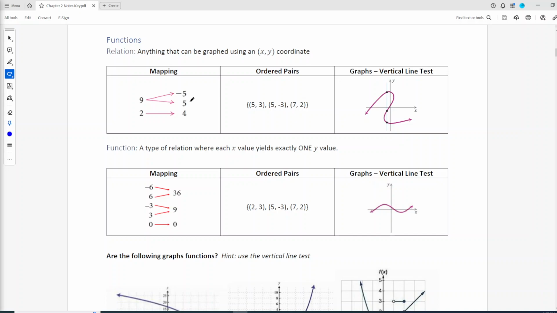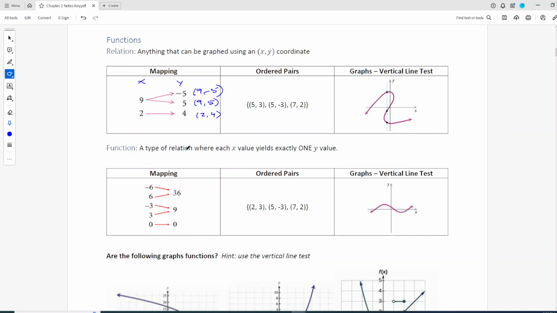We don't use it quite often, but sometimes people find it easier to understand what a function is from this view. These just come out as ordered pairs. For example, 9 maps to -5 would give you an ordered pair 9, -5. 9 maps to 5 would give you an ordered pair 9, 5. And then 2 maps to 4 would give you an ordered pair 2, 4, right? So it's just a relationship between an x value and a y value, or an input and an output. You can also graph relations, just using ordered pairs and then connecting the dots.